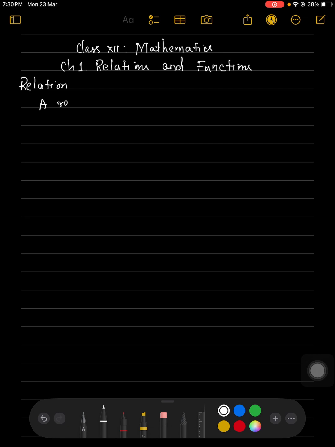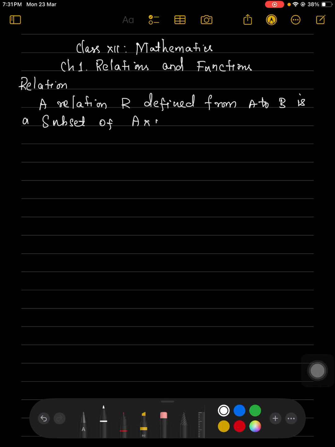A relation defined from A to B is nothing but a subset of the Cartesian product A cross B. How do we symbolically write this? Let's say a relation from set A to B is nothing but a subset of A cross B. Supposing the relation is from B to A, we write it is a subset of B cross A.